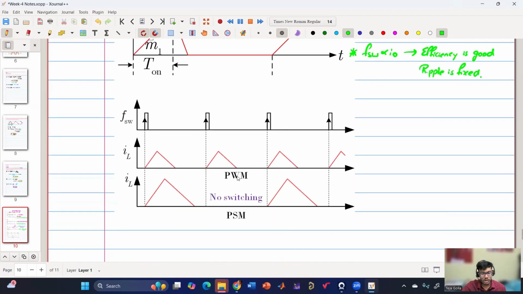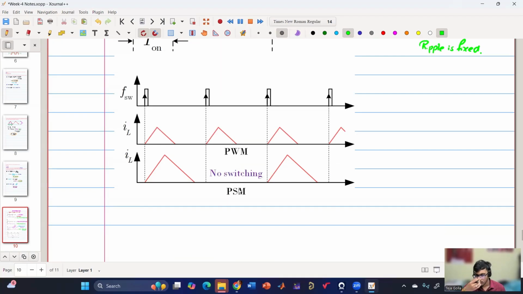And now coming to pulse skipping modulation. PSM stands for pulse skipping modulation. In this case, instead of operating at higher frequency with the same gate pulse in each and every cycle, what we will do is fix the duty ratio. In each and every cycle, we will check whether the output voltage is below the V reference or not. If it is below the V reference, then only we will charge. Else, we will skip the pulse.